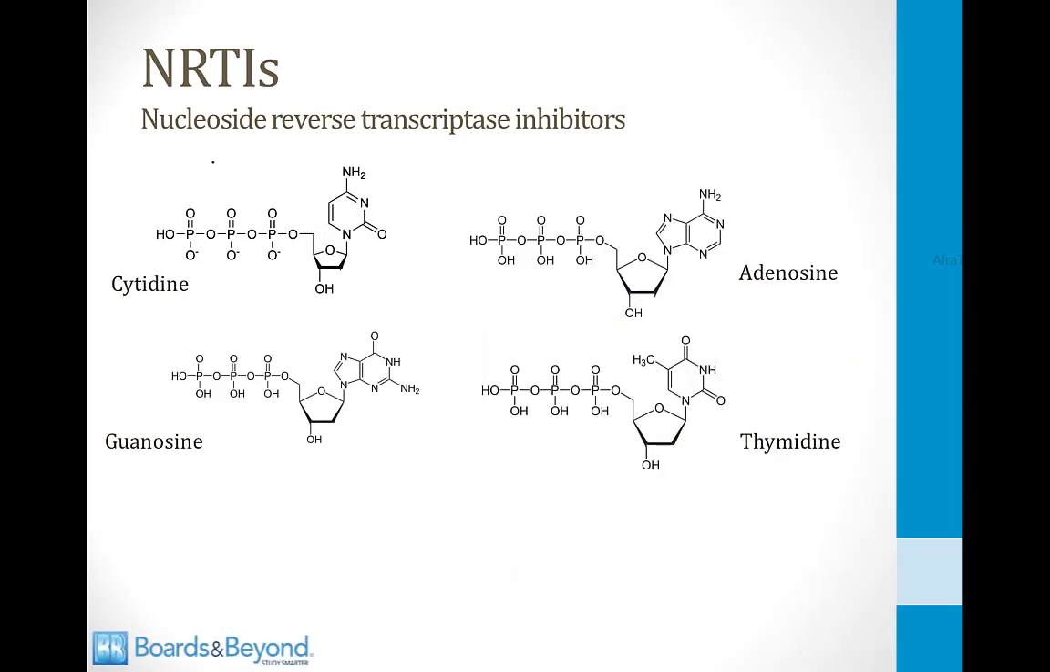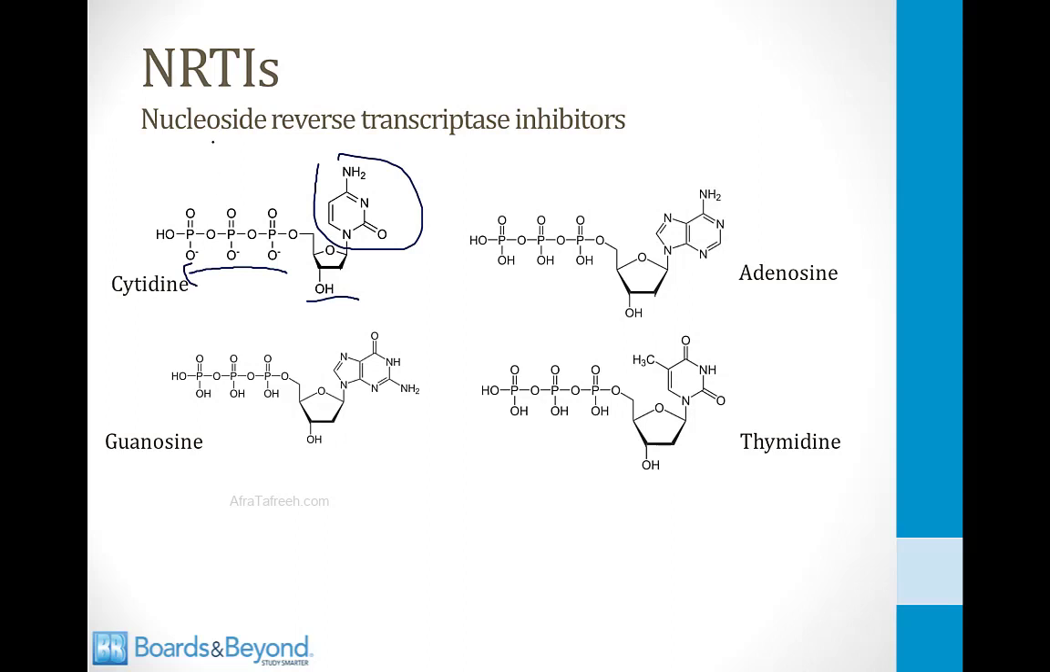Shown on the screen are the four nucleotides used by reverse transcriptase to synthesize DNA from RNA. Note that each one of the nucleotides has a ribose sugar, a base that is attached, and three phosphate groups. Therefore, these are the triphosphorylated form of these nucleotides. Reverse transcriptase will pick up these triphosphorylated nucleotides, which are found inside of our cells, and use them to synthesize a strand of DNA from RNA.